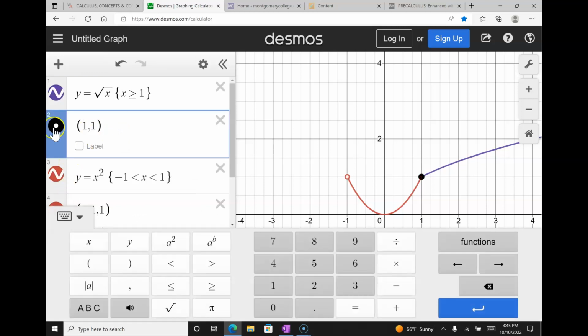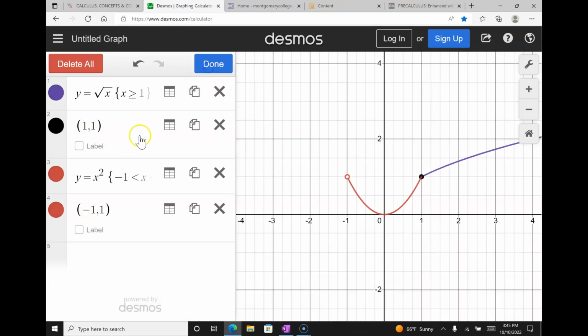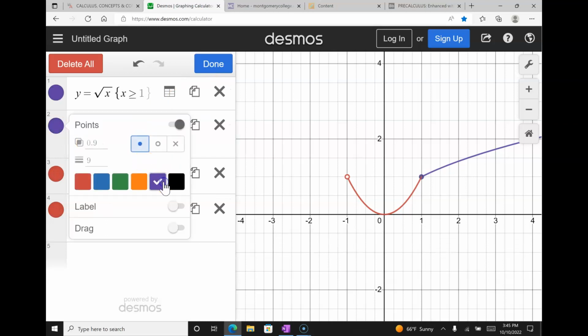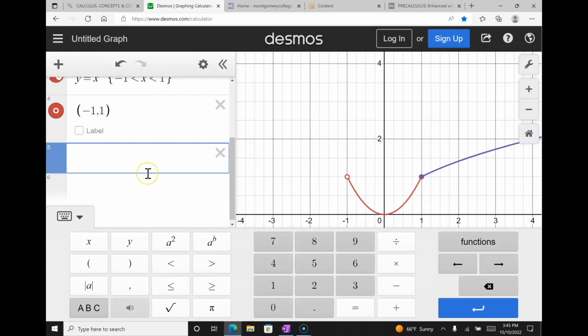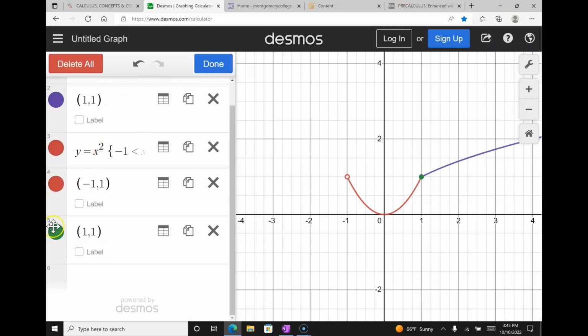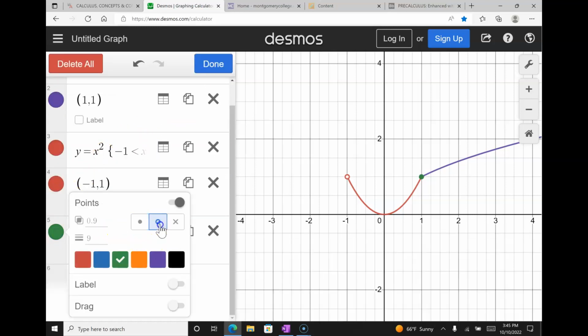So like this one, I would probably want to change that one to purple, just so it looks like it's part of the purple graph. And maybe on my other red, let's see if I can do this. I don't know if I can. It won't take more than that, you see what I mean? It's not that smart.